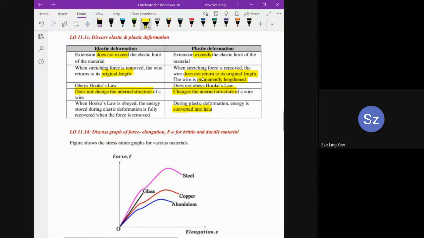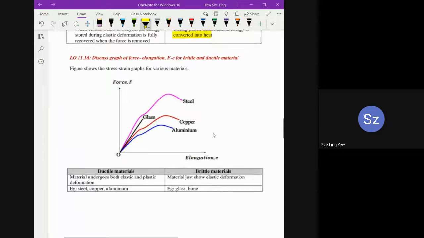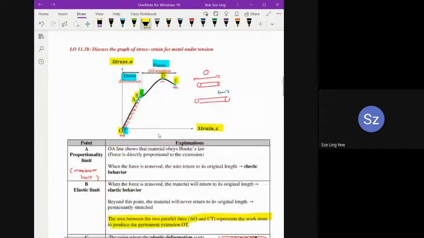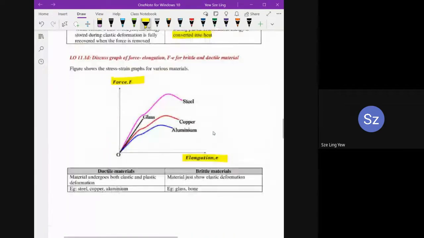So this table you need to know, especially for an objective question, if I'm not mistaken. Because objective questions sometimes will ask you to choose which characteristic belongs to elastic deformation and which belongs to plastic deformation. Now, this graph shows you a force against elongation plot. Actually the shape is exactly the same as the shape of a stress against strain graph. The only difference is just the axis.